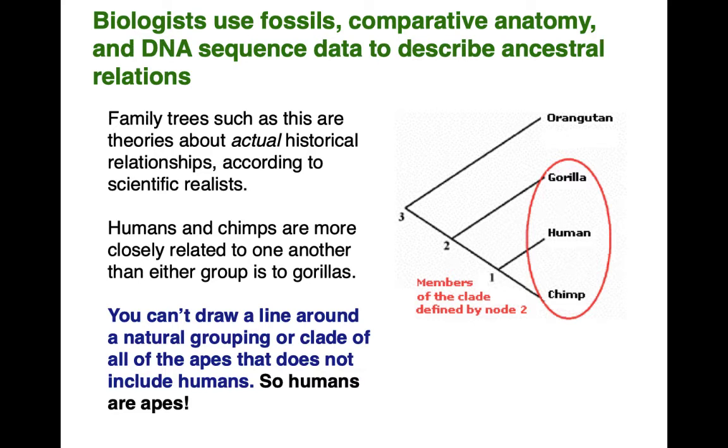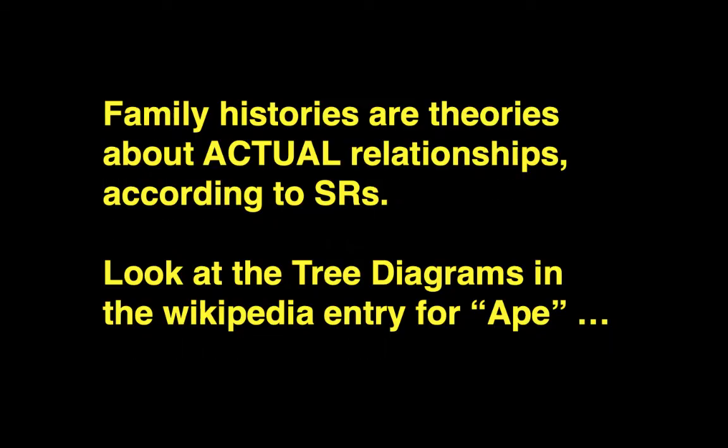Well, why is that? Well, you can't draw a line around a natural grouping or clade of all of the apes that does not include humans. So humans are apes. It's as simple as that. So on the scientific realist view, family histories, such as the family history of apes, are theories about actual relationships.